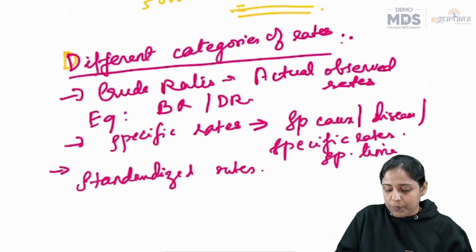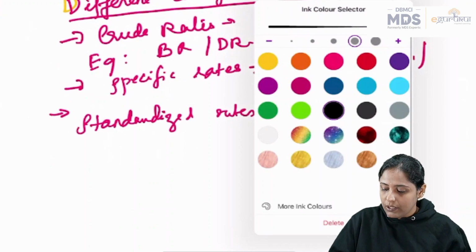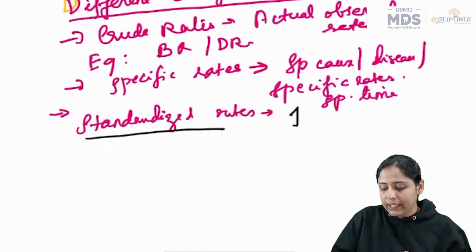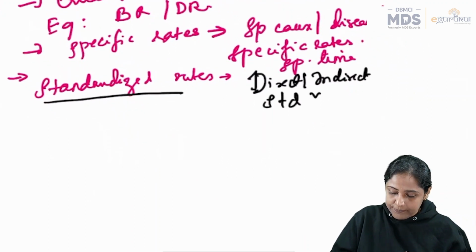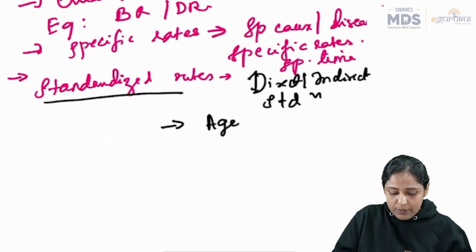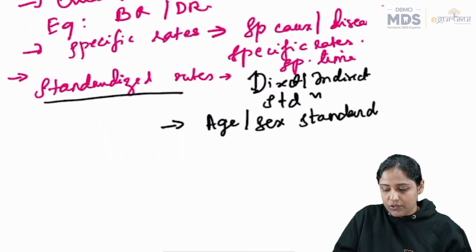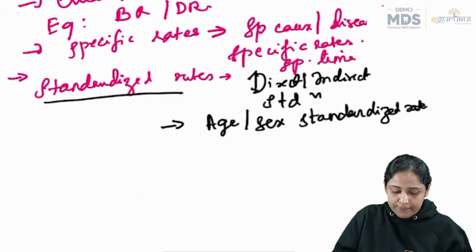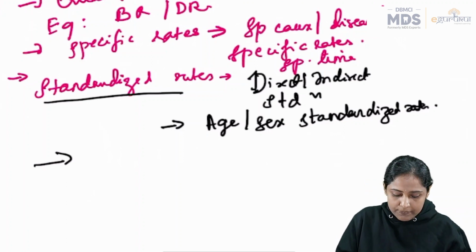Then you have standardized rates. Standardized rates are obtained by direct or indirect standardization. So, example is adjustment like age adjustment or sex standardized rates. These are standardized rates. So now what are the common examples for rates, students? They can be birth rate, death rate, fertility rate, etc.